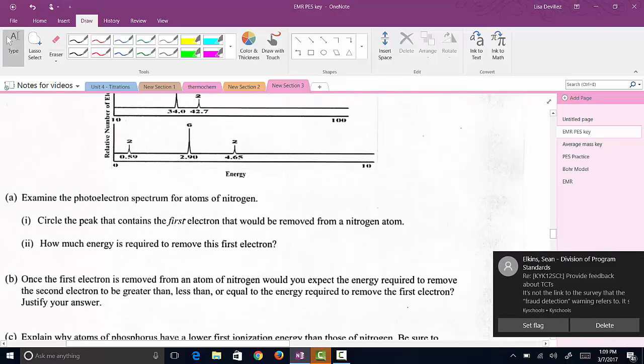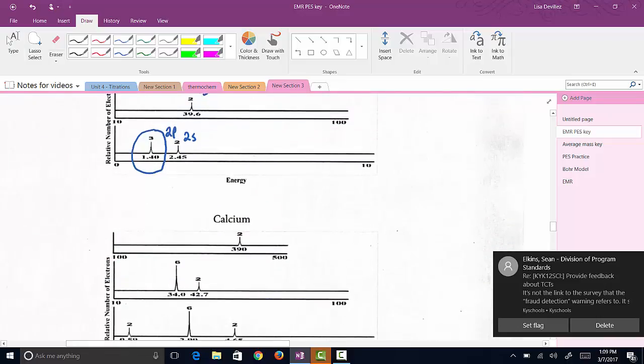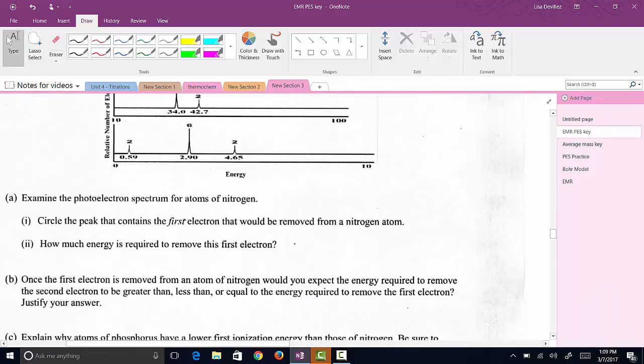Okay. And then it says how much energy is required to remove this electron, and there the answer was 1.4. And so I think let's double check.